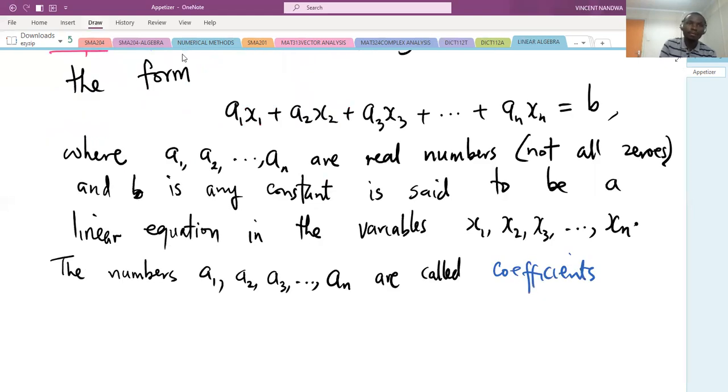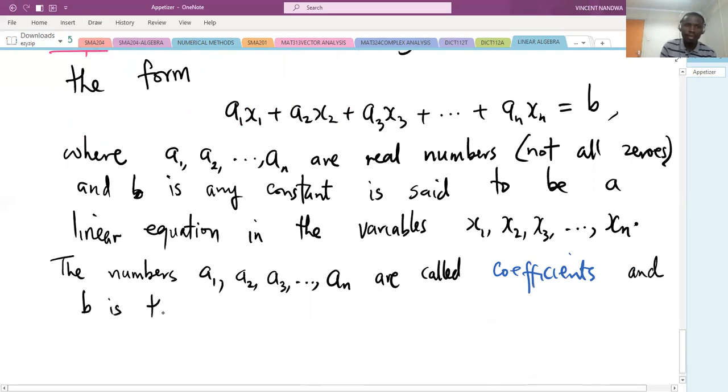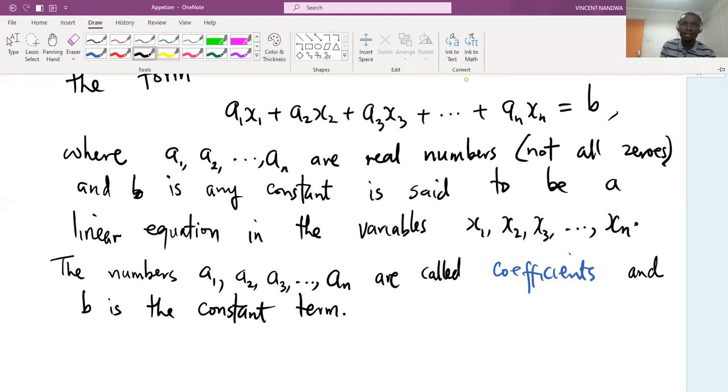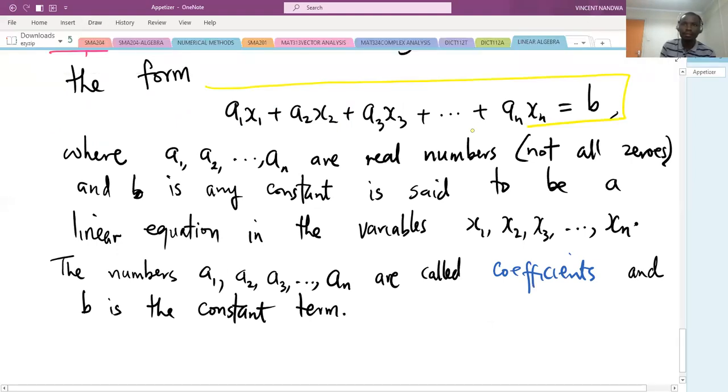While b is the constant term. B is a constant term. And then note that the powers of each of these xi is 1. So that's what defines a linear equation. So this is the key thing here. Any equation of this form is called a linear equation.